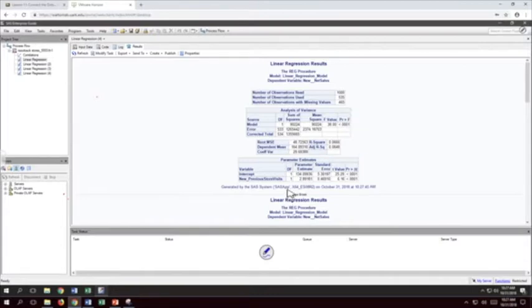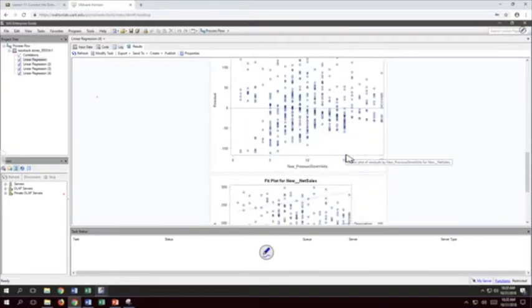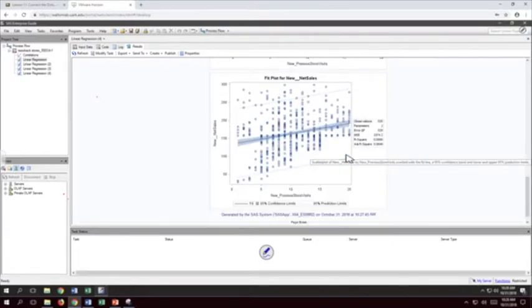So here, number of previous store visits, it is statistically significant. There is a linear relationship. We go down and look. I mean, there's a tiny linear relationship. Our R squared is 0.006.